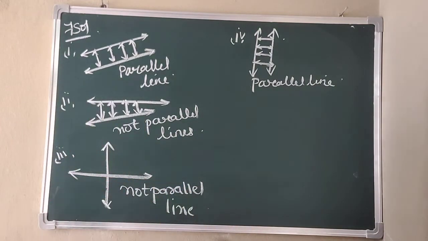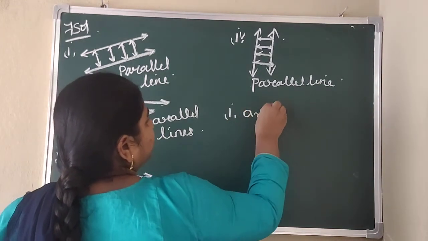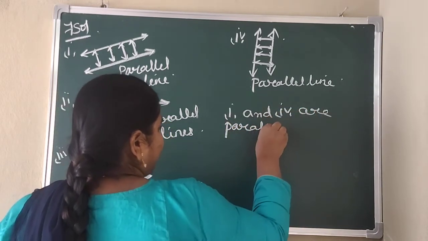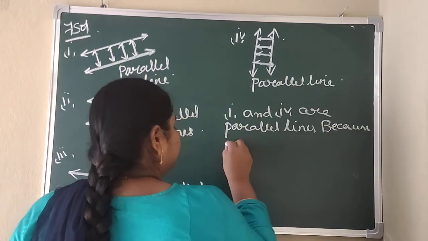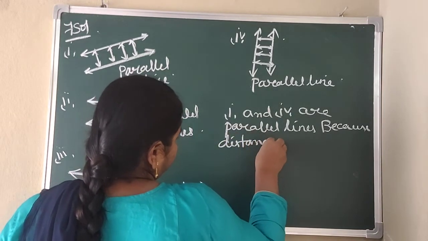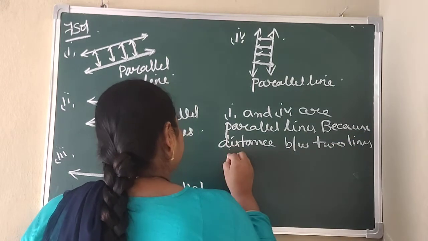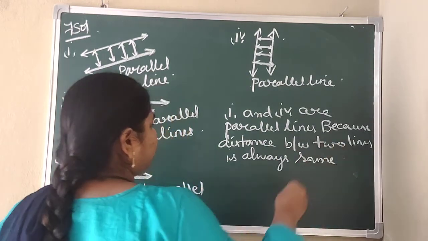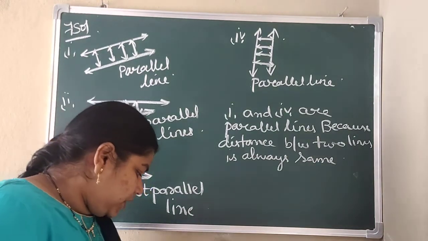Why are the first and fourth figures called parallel lines? Because the distance between the lines is same. So here 1 and 4 are parallel lines because distance between two lines is always same. So this is the reason why we told that the first one and fourth one are parallel lines. So this is our 7th question.